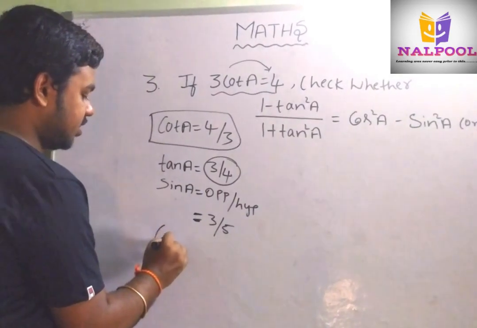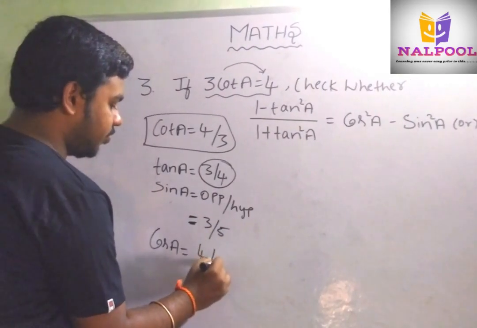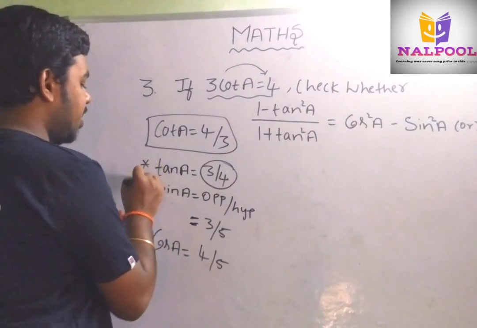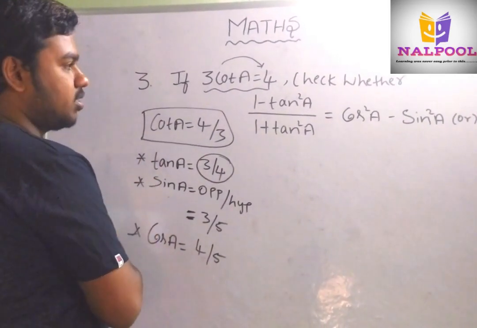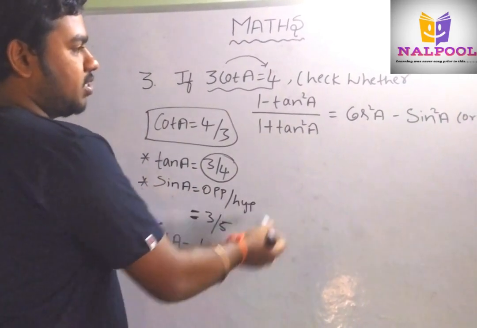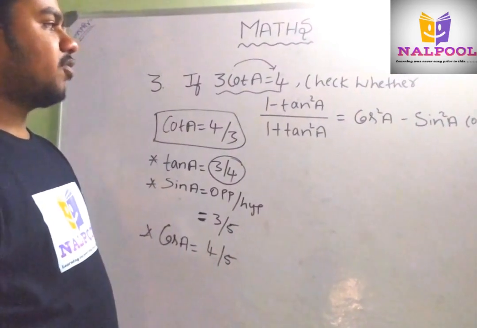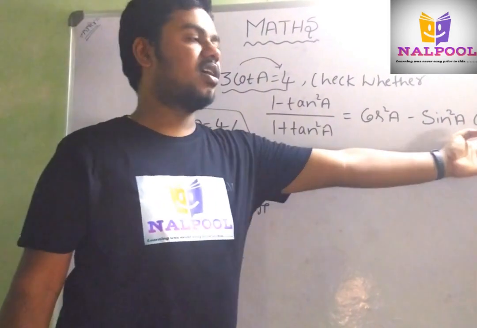Then cos A is adjacent by hypotenuse. Adjacent is 4 and hypotenuse is 5. Here we have tan A, sin A and cos A. Simply apply these trigonometric ratios in the given LHS and RHS. If both are equal, it is equal. Otherwise it is not equal.